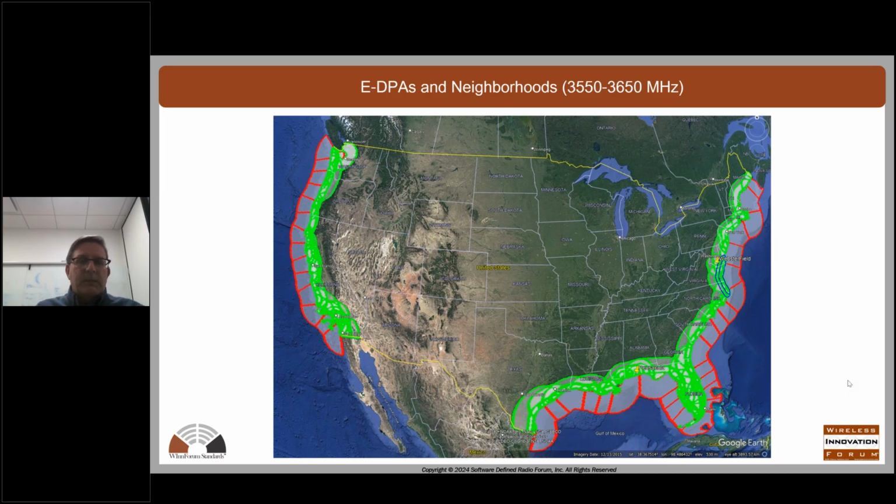If you're outside of any DPA neighborhoods, you will not be impacted. So most of the country, geographically speaking, is outside of any DPA neighborhoods, and you do not get impacted by DoD activity. But since the population of the U.S. tends to fall along the coast, population-wise, a significant fraction of people end up being in DPA neighborhoods.